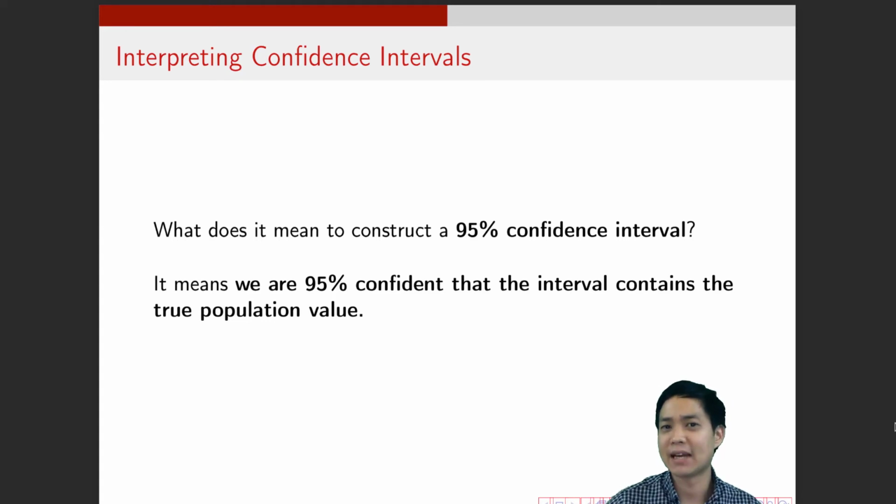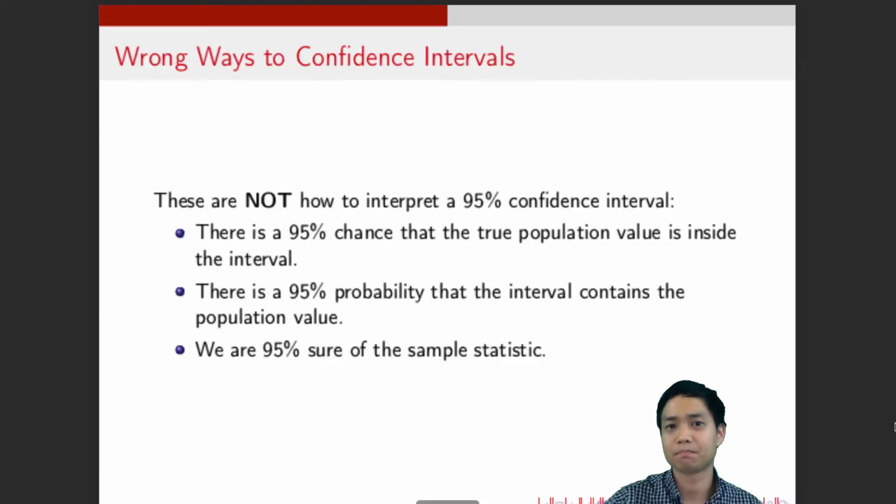One thing to note is that we're treating this population value as fixed. It doesn't vary; it's just at a fixed point. We don't know where that is. The intervals that we're generating can vary. They can be a little bit higher, a little bit lower, a little bit wider, a little bit narrower. But about 95% of the time we would expect these intervals to contain the true population value.